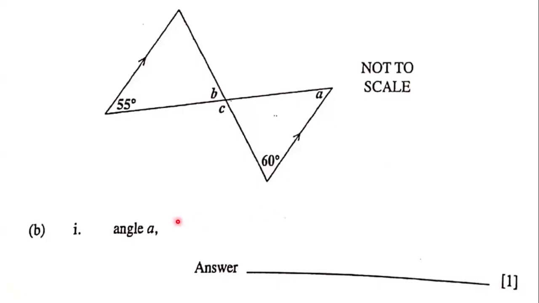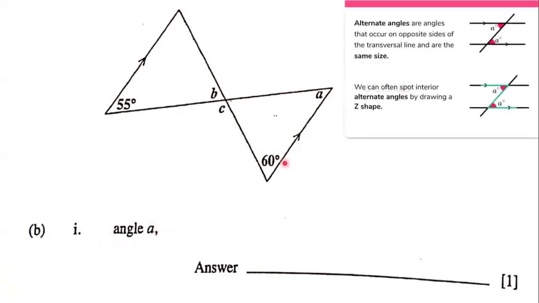Here, our goal is to determine the size of angle A. Notice that we can often spot interior alternate angles by drawing a Z shape. And so let's draw a Z shape. Here, we have a Z shape, and this Z shape can help us to identify alternate angles.